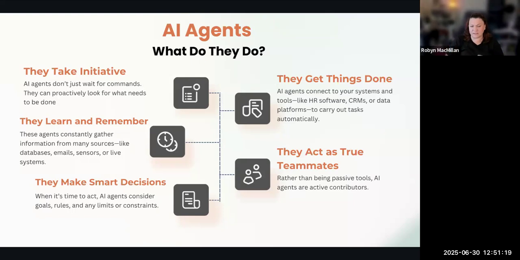So you can see that AI agents are incredibly powerful once you know what they are, how to implement them, and how to make sure they are ethical, right? And they get stuff done. So they're not just software that collects information and you don't know what to do with that, or it's just another report that sits idly in a dashboard somewhere that doesn't make a difference. AI agents actually are connected to our systems and tools like HR software, CRMs, or data platforms to carry out tasks automatically. They can also work alongside other AI agents to collaborate on bigger projects. So you don't have to just have one. You can have multiple AI agents doing multiple things.